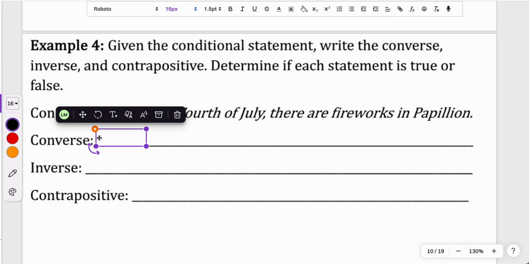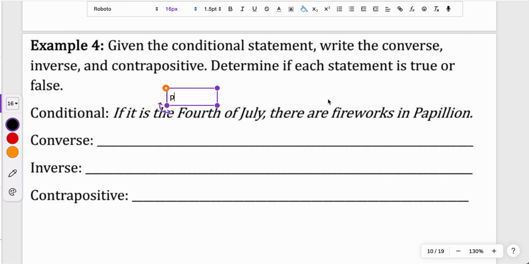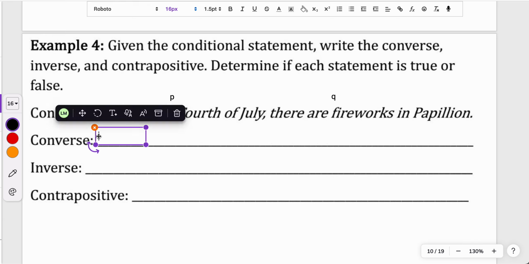All right, converse, flipping that. If it's the 4th of July, I'm going to put this here. That is your P. Then there are fireworks in Pavilion. That will be your Q. Okay? All right? So, converse is flipping that around. If there are fireworks in Pavilion, then it is the 4th of July.